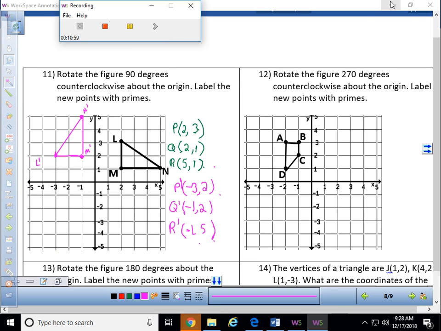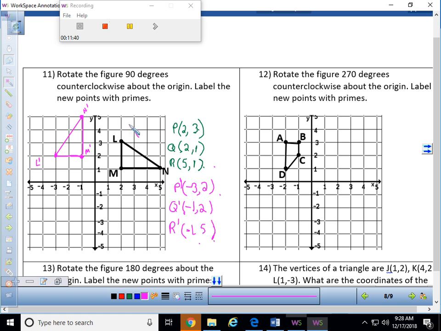Okay, so now we're looking at rotating 90 degrees counterclockwise about the origin, and we want to label our new points. So what's the rule when we do a 90 degrees counterclockwise rotation about the origin? Well, we swap x and y. So 3 comes first, 2 second, 1 comes first, 2 second, 1 comes first, 5 comes second, and then we change the sign on the new x value. So when you do that, it'll rotate it around.